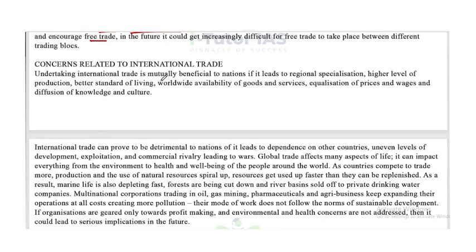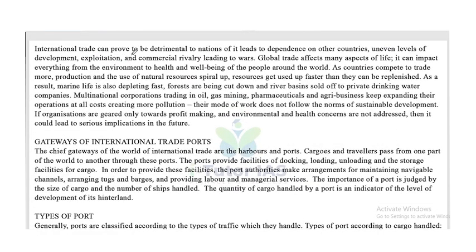Undertaking international trade is mutually beneficial to nations if it leads to a regional specialization, higher level of production, better standard of living, worldwide availability of goods and services, equalization of prices and wages, and a diffusion of knowledge and culture. International trade can prove to be detrimental to a nation if it leads to dependence on other countries, uneven levels of development, exploitation, and commercial rivalry leading to wars.